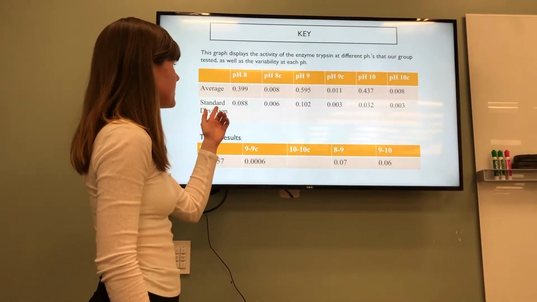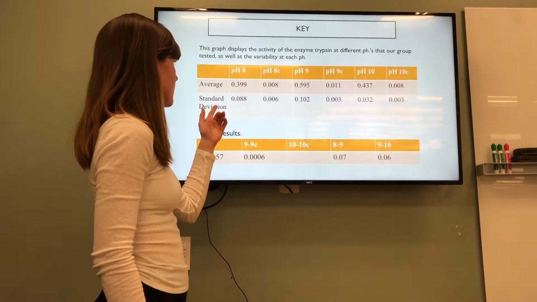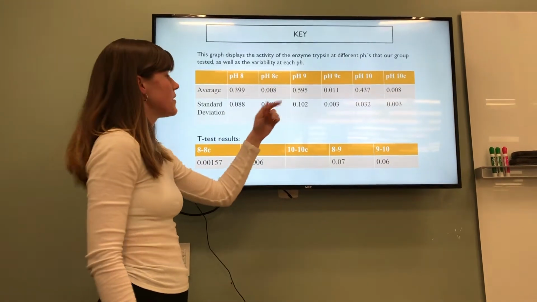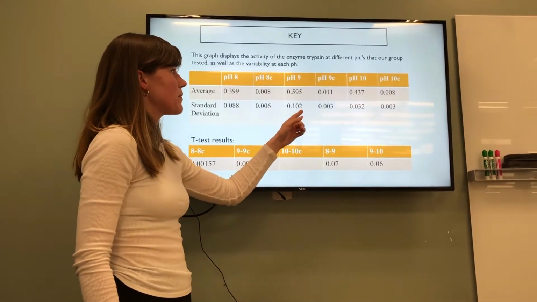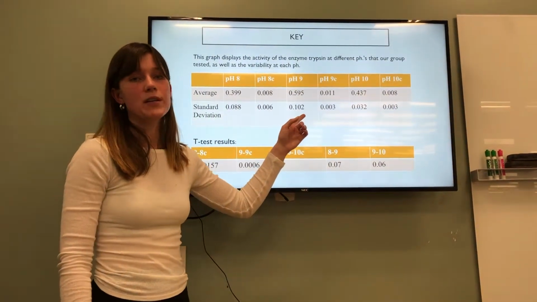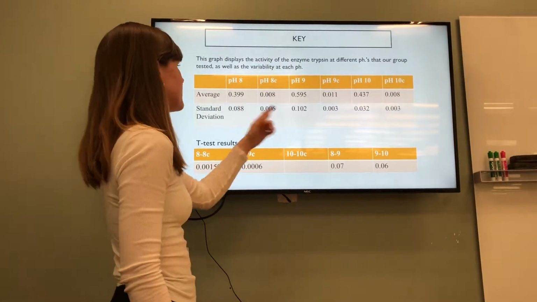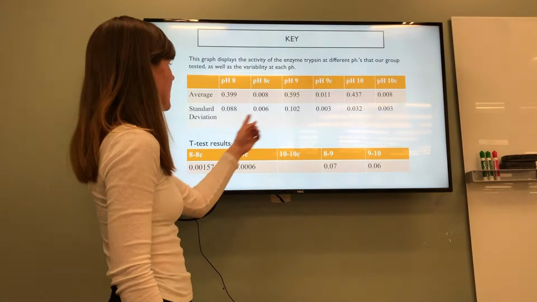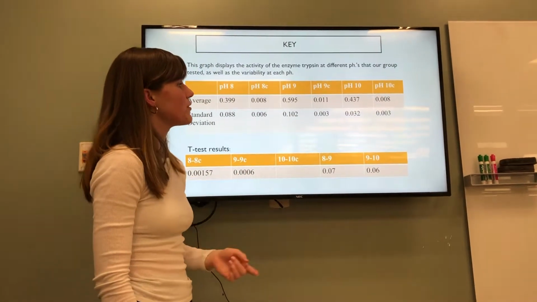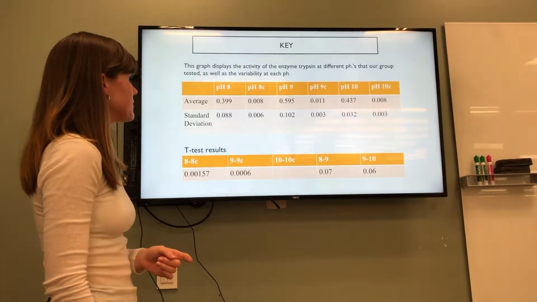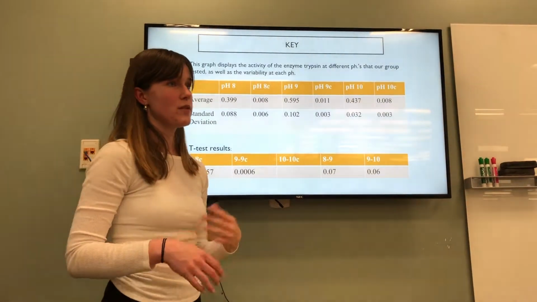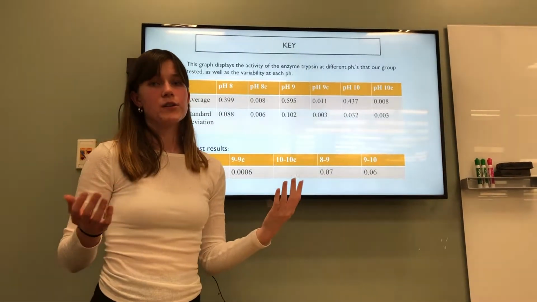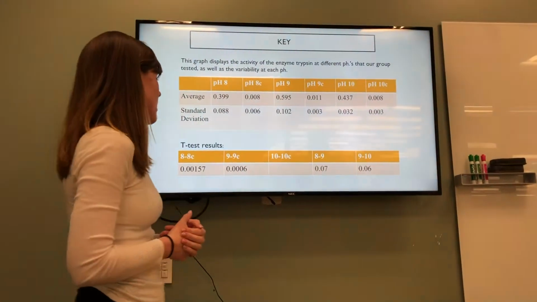As for the standard deviations, like I said, in the graph, pH 9 showed considerable variability with a standard deviation of 0.102, which was the highest standard deviation that we recorded, which could allude to some possible human errors during our experiment.